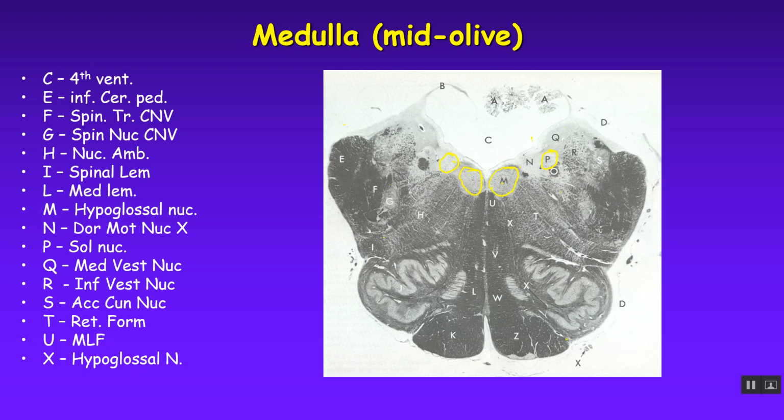Q out here, this is just something you've got to memorize. Q is the medial vestibular nucleus. R is the inferior vestibular nucleus. S is the accessory cuneate nucleus.